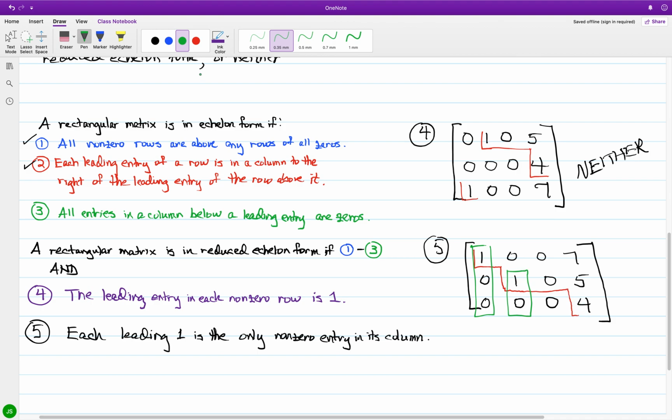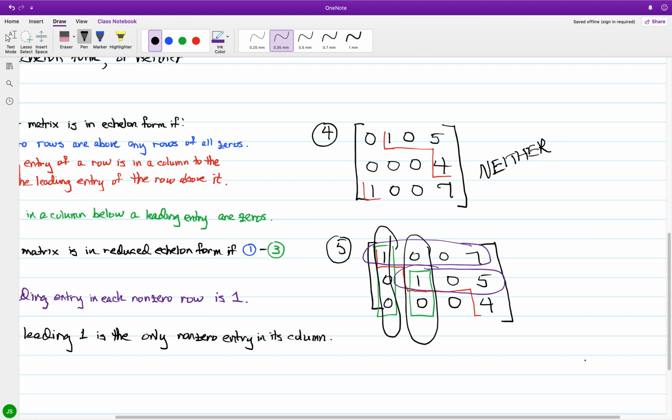So the third condition is met. Then the fourth: the leading entry in each non-zero row is going to be 1. That is satisfied, and that is satisfied, so this condition is met. Then each leading 1 is the only non-zero entry in its column. Just for the last bit, this 1 only exists, and this 1 only exists, and there was no 1 here. So that is satisfied. This is going to be not just echelon form, but reduced echelon form.